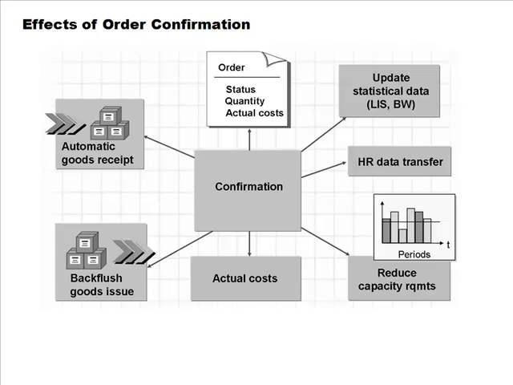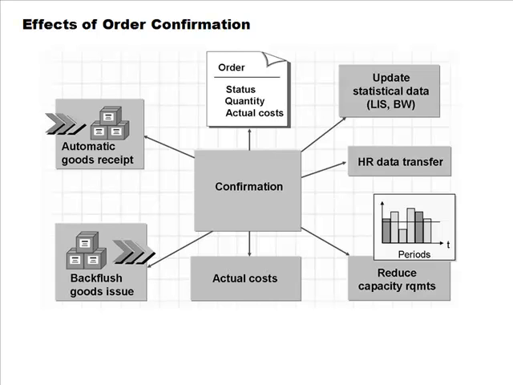Then of course the order has to be updated with the status saying it's now complete. Okay, and then quantity and costs, all of those things can now be updated on the order. Remember, we said that if you're using cost object, order related cost object controlling, then the production order is the one that is accumulating all of these costs. So this update is really going to update that. Okay, the order got completed and the goods were received. The confirmation was entered. So now we can add the cost of this order, if we are tracking that.